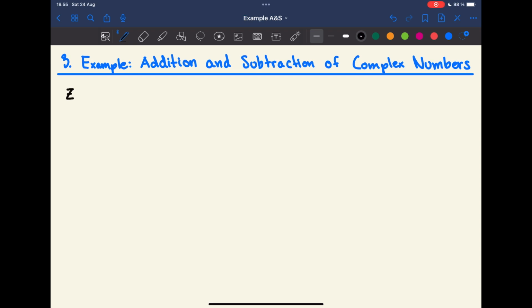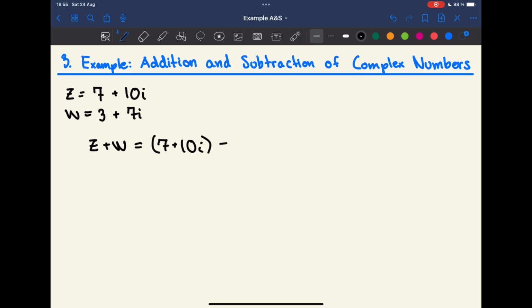So let's say again we have a complex number c, and in this case let's put some numbers in. So let's make the complex number equal to 7 plus 10i. And we have another complex number w, and this complex number is equal to 3 plus 7i. Perfect. All right, let's see what happens if we have to add c and w. So we see c plus w as the complex numbers, and as before we just write it out, 7 plus 10i, so that's c, and we add 3 plus 7i.